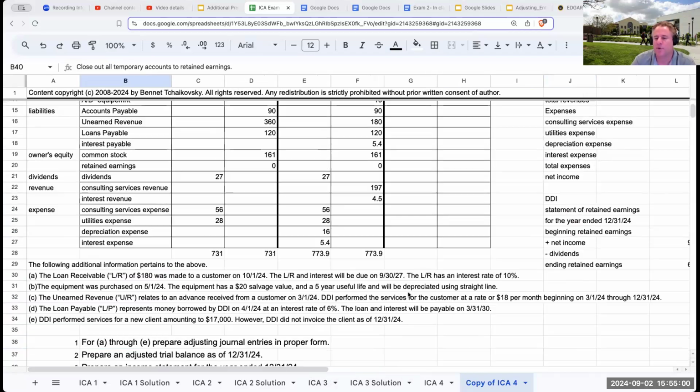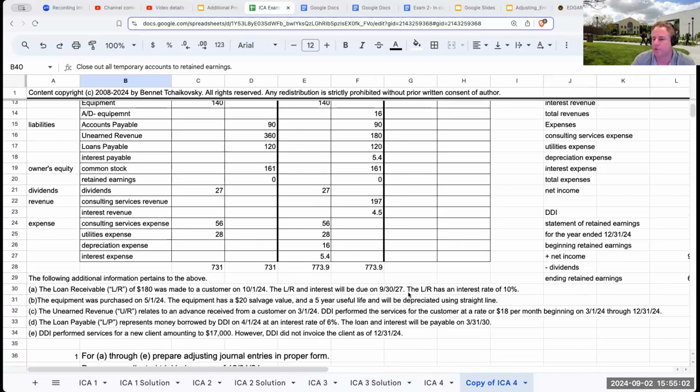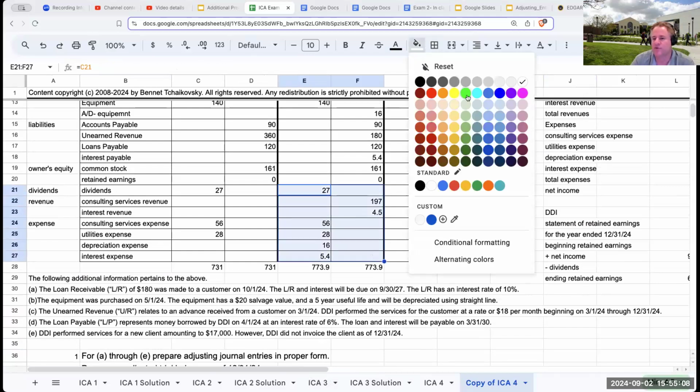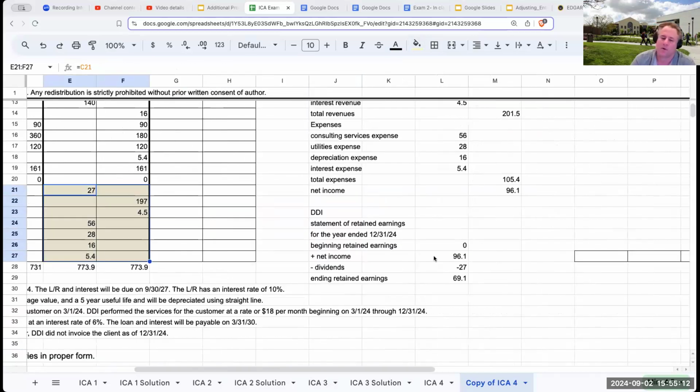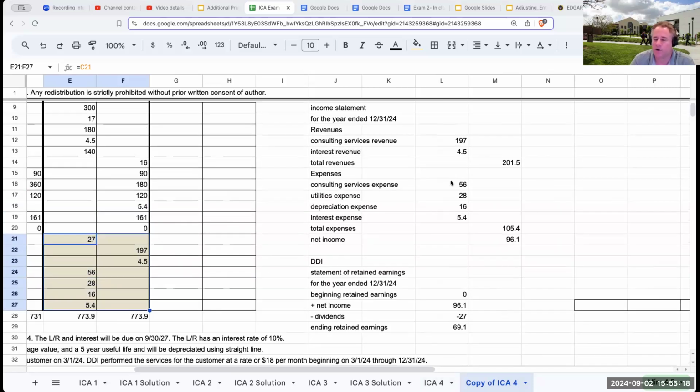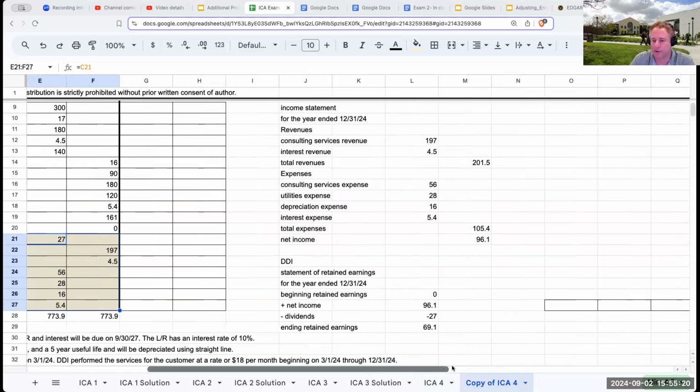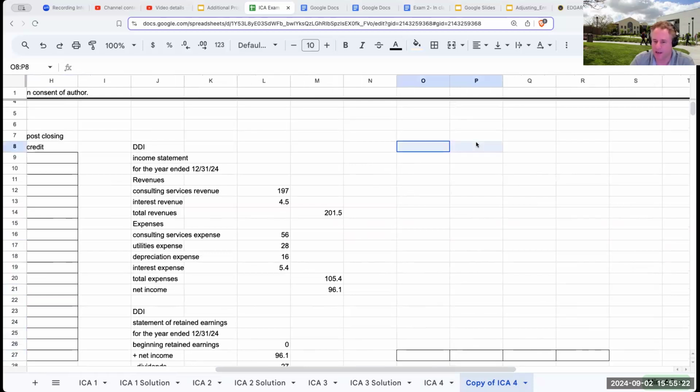The next thing I have to do is close out all of the temporary accounts to retained earnings. What does that mean? It means that all of these accounts are temporary accounts, meaning they showed me what I earned or what I used during a period of time. So I need to close all of these out to retained earnings using T accounts.